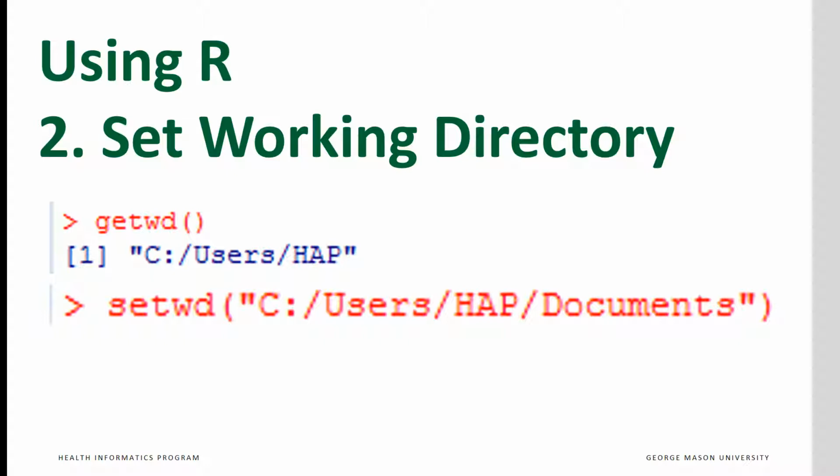In my computer, it resulted into the result shown. What this means is that R is currently set up to look for files in the users/hap directory on my machine. Let us assume that our data is stored in the user/hap/documents directory, and so to change the R working directory, we need to use the setwd() command.